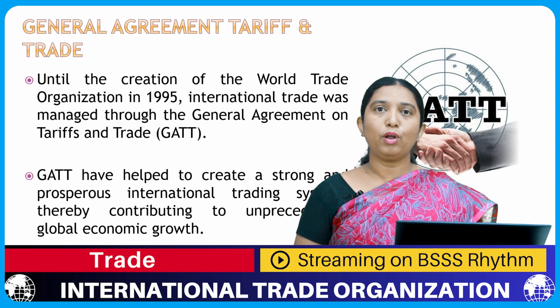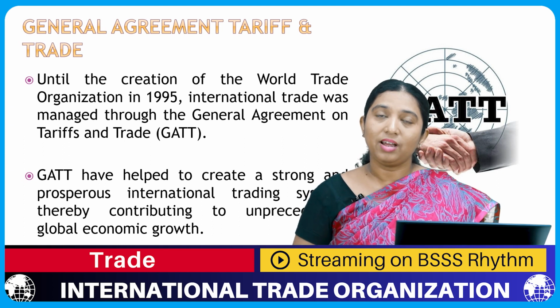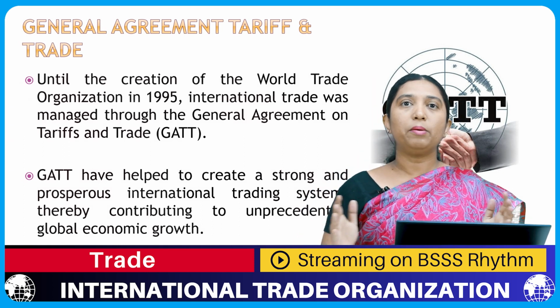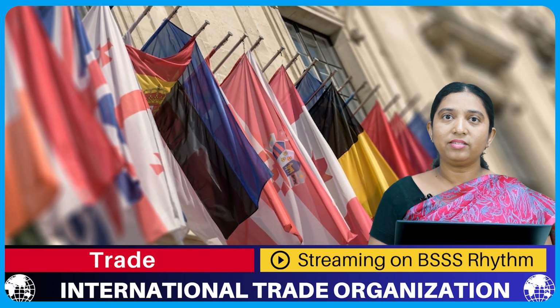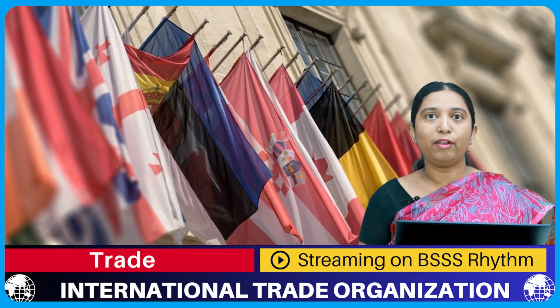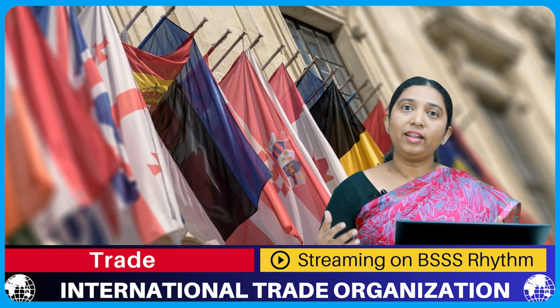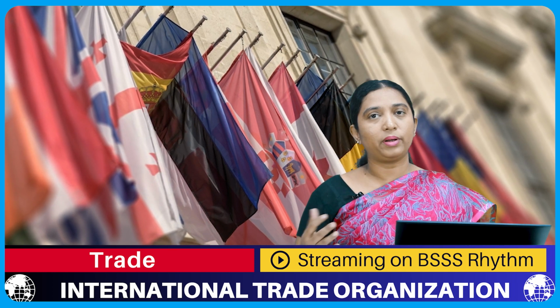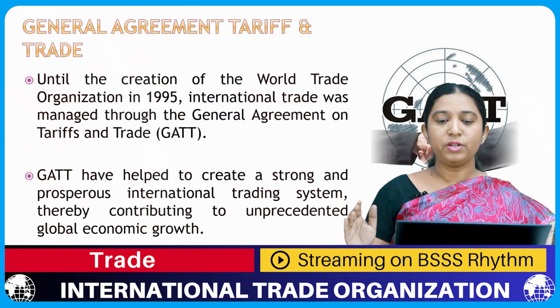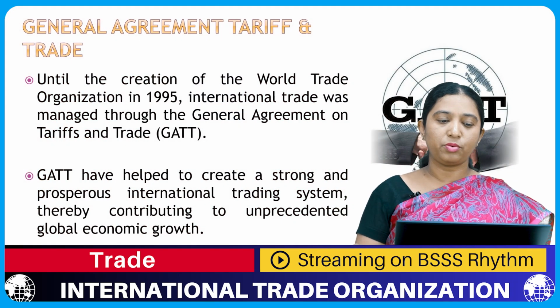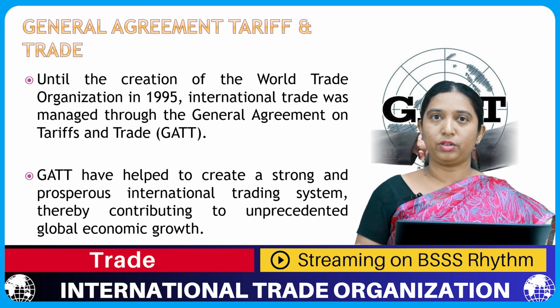The third principle of GATT was consultation. GATT emphasized that all the member nations consult with each other regarding increase in trade and eliminating tariff barriers so that trade can increase and prosper among the member nations. In this way, GATT has helped to create a strong and prosperous trading system, thereby contributing to global economic growth.